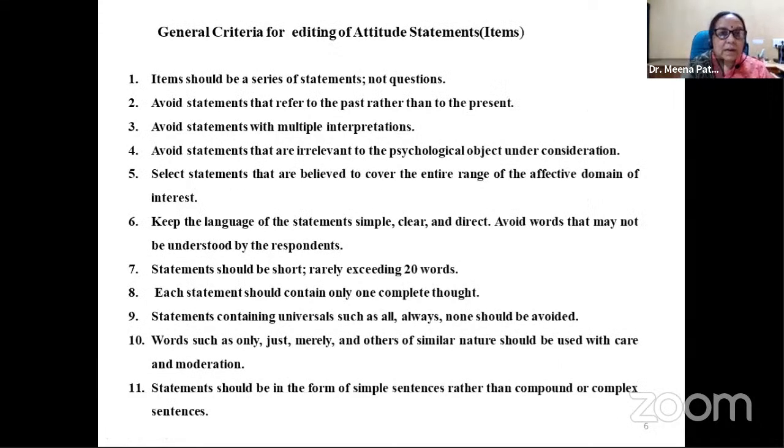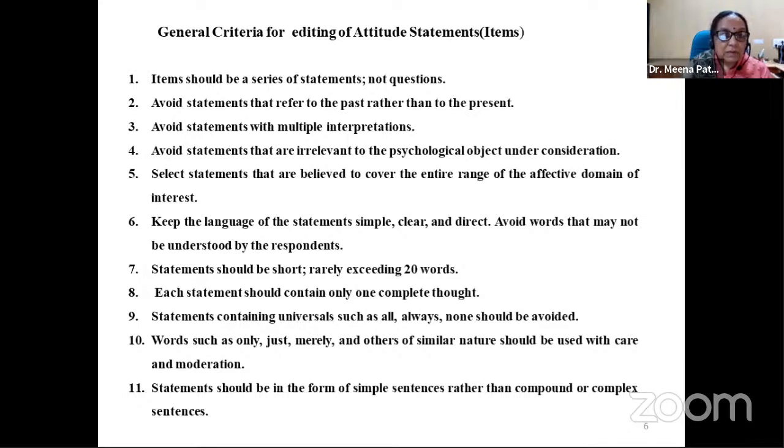So, general criteria for editing of attitude statements. To develop a scale, you have to frame certain statements, which are called items, as per Likert and as per Thurstone. So when we are framing the statements, we have to consider certain criteria, and with those criteria you have to frame your statements. Number one, items should be a series of statements, not questions. You can't ask questions. You have to frame, based on that question, one statement. And on that statement, they can give their responses, but do not frame the question.